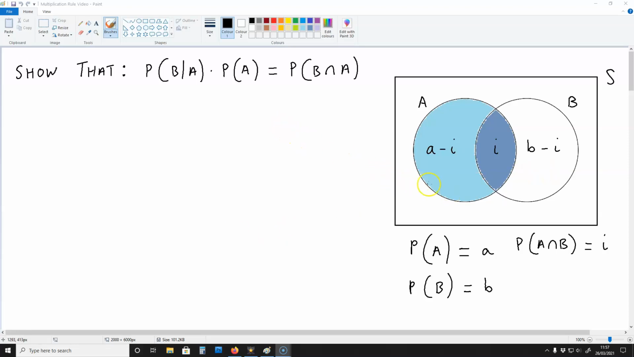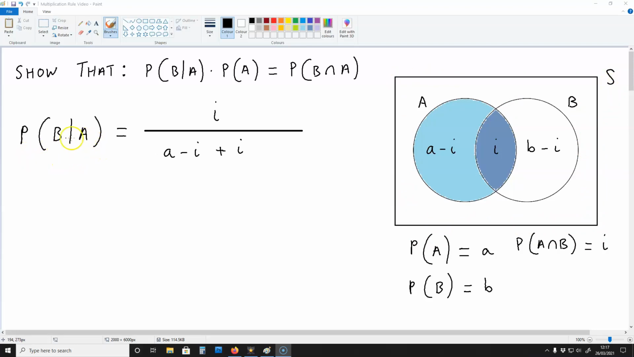Now, like I mentioned in my previous video, this rectangle over here contains the sample space, and that is always equal to 1, and it's represented by this big S over here.